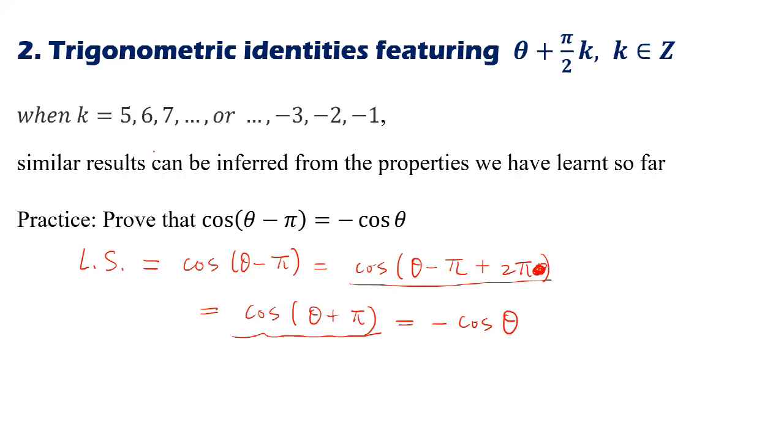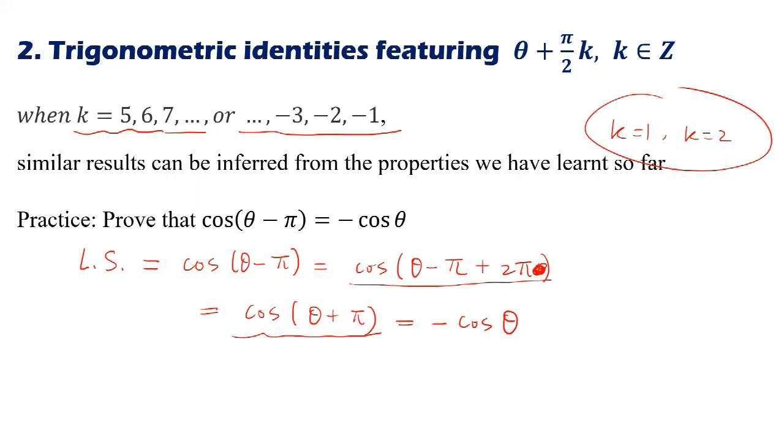So as you can see here, when k is 5, 6, or 7, or minus 3, minus 2, minus 1, any other integers, these can all be inferred from the properties we have learned so far, which are the cases when k is 1 or k is 2, right? Okay.